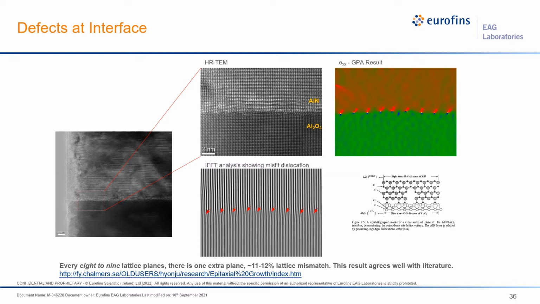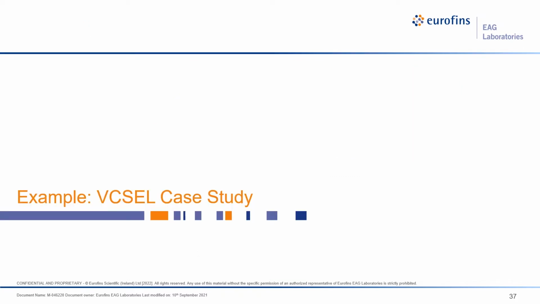With the GPA analysis, you can also, of course, study the interface between, in this case, sapphire and aluminum nitride. You can visualize the dislocation. I don't want to go through the details.